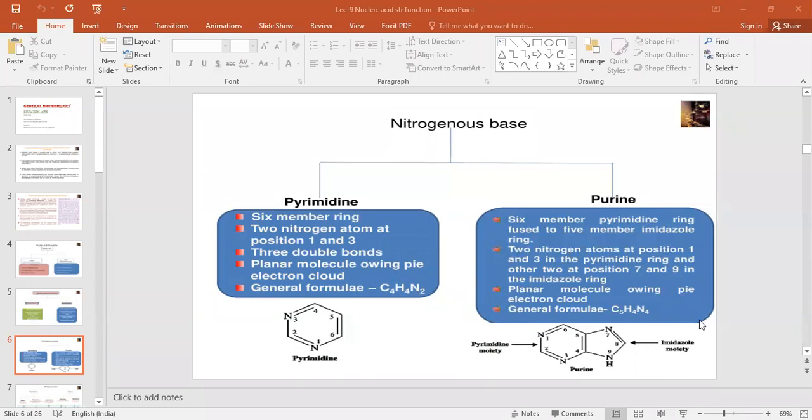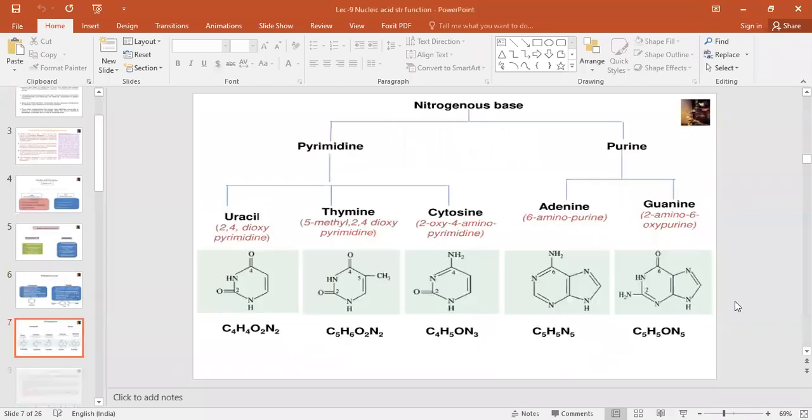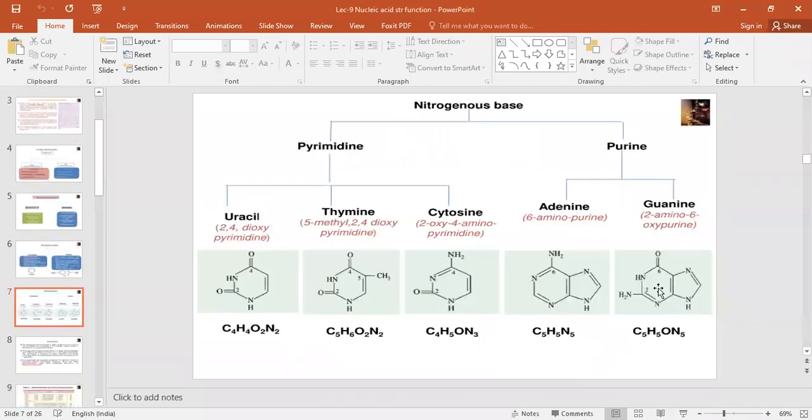and in this way you are completed with your pyrimidine structure. Is there any difficulty with these two structures? Anyone has any difficulty? Yes or no? No, ma'am. Okay. So these are your nitrogenous bases, pyrimidines and the purines. Examples of the pyrimidine: uracil, thymine, and cytosine.